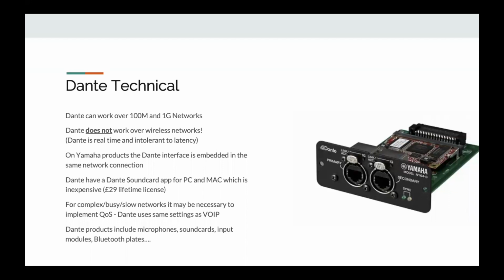If you have extremely complex, busy or slow networks, it might be necessary to implement QoS, and Dante uses the same quality of service profile as VoIP. Finally, Dante products include microphones, sound cards, input modules, and Bluetooth plates.